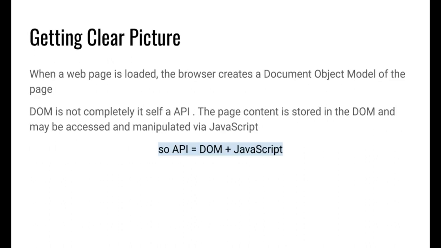So now we will understand what happens when a web page loads into the browser. When a web page is loaded, the browser creates a document object model of that page, that is the DOM. The DOM is not itself completely an API. The page content is stored in the DOM and may be accessed and manipulated via JavaScript. So the API is nothing but DOM plus JavaScript.